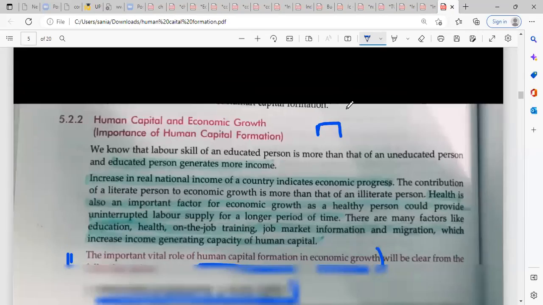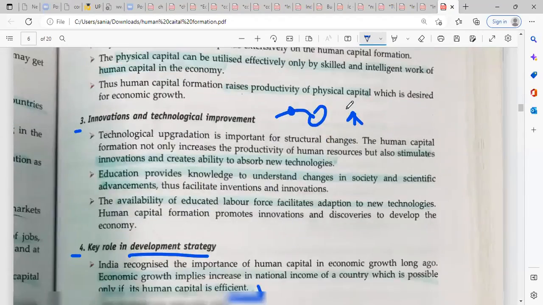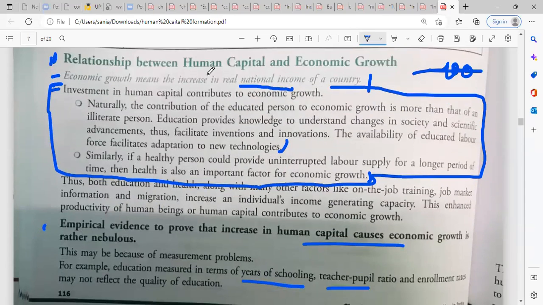Then one more thing. What is the relationship between human capital and economic growth? Okay, so see, if you are educating someone, right, first of all, what is economic growth? Economic growth means increase in real capital income, right? So for example, this is person A, this is person B, right? You educated this person, he's a doctor now. So he's earning 100 rupees per month. So he is contributing to the national income, but this person, he is not earning. So he is not contributing. So because of human capital, there is an economic growth, right?